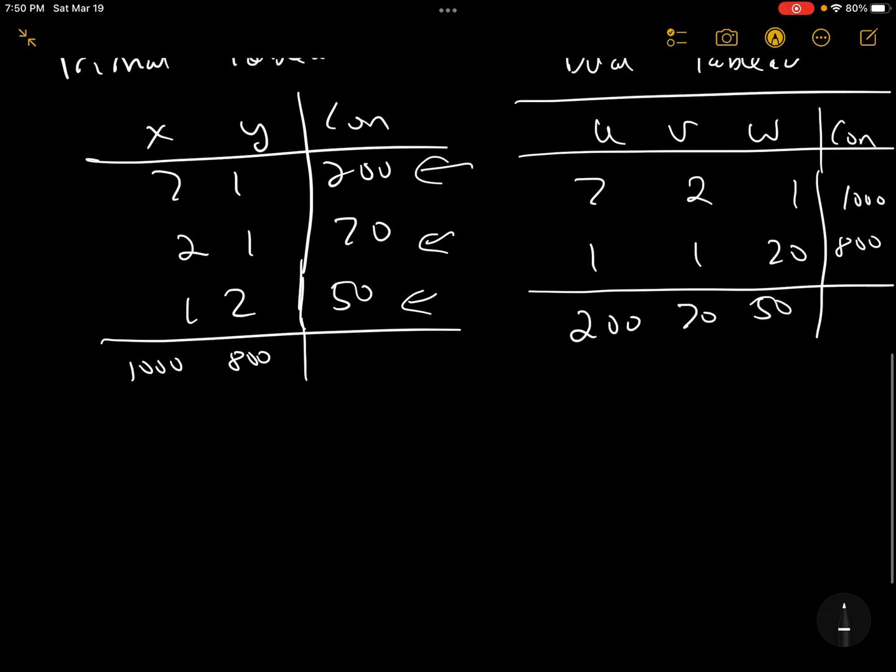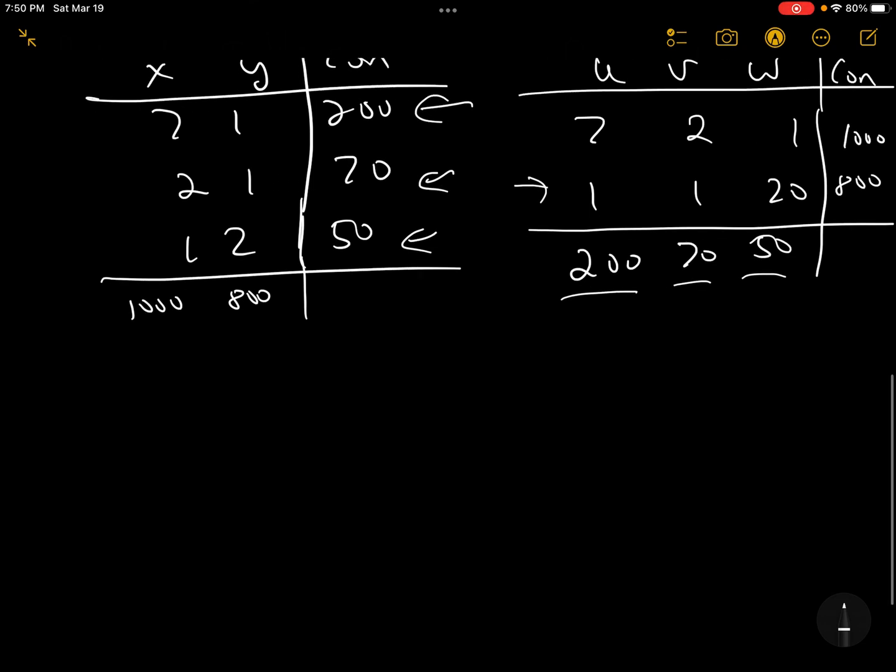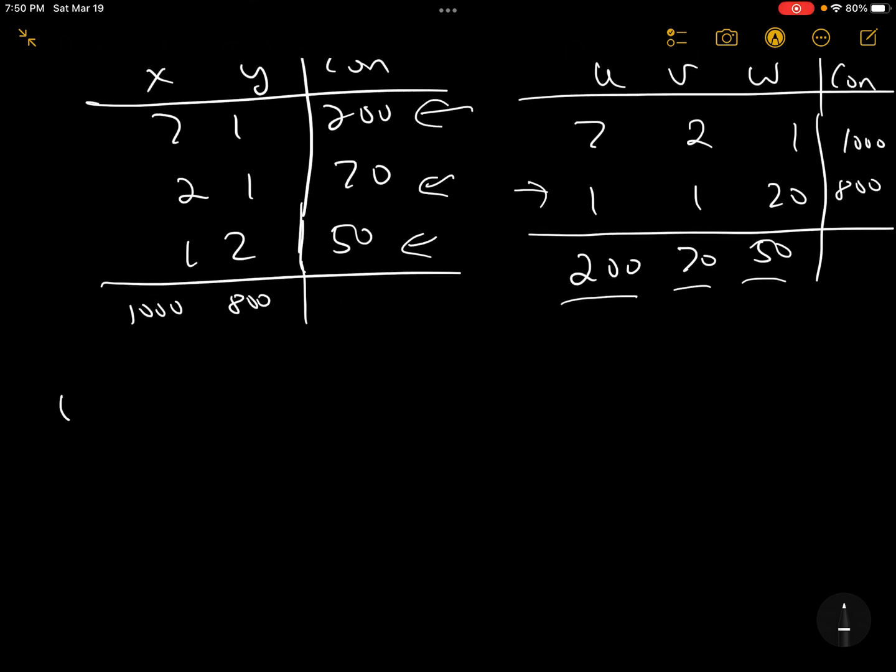So now the dual says 7u plus 2v plus w is less than or equal to 1,000. And this says u plus v plus 2w is less than or equal to 800. And the objective function we're trying to maximize is P equals 200u plus 70v plus 50w. Okay. So now you set up your tableau.